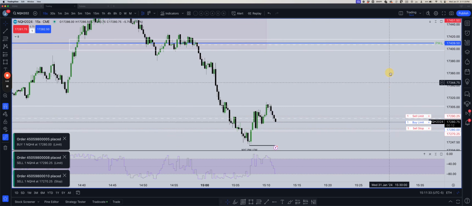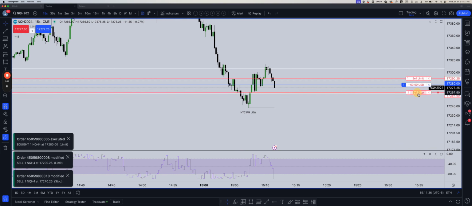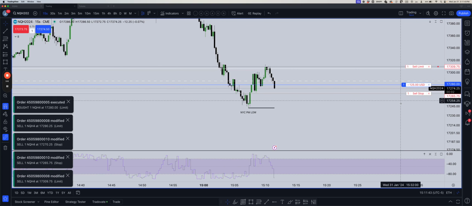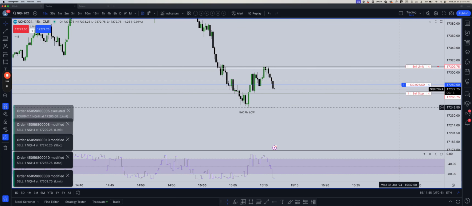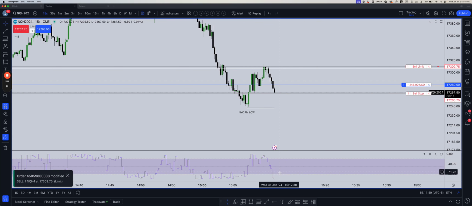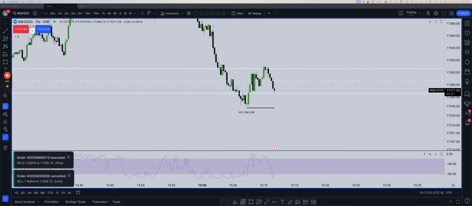I think my stop is a bit shallow. I might move my stop down. There we go. There, I'm going to move my take profit up to here, and looks like I'm going to get stopped out. Maybe I should have waited for the indicator to come down to here, but if I get stopped out, which I did, I'm going to re-enter here.